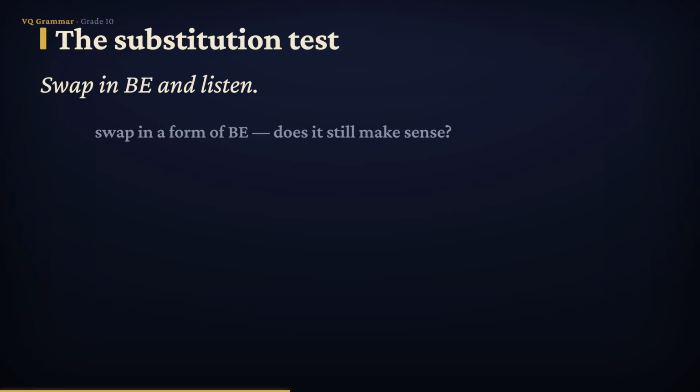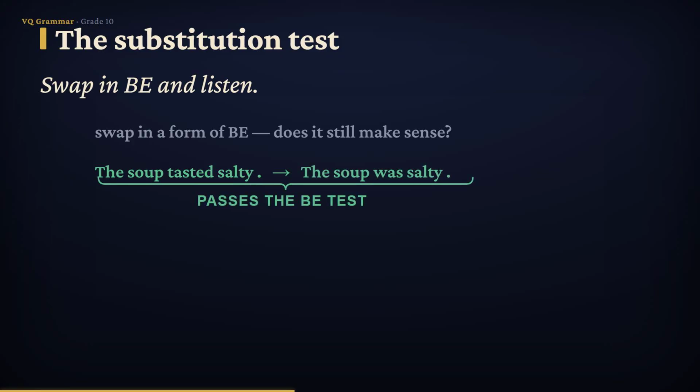Let's try it. The soup tasted salty. Swap tasted for was, and you get, the soup was salty. That still makes perfect sense, doesn't it? So tasted is linking here, and salty is describing the soup.